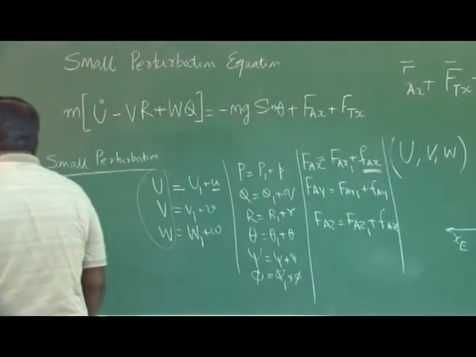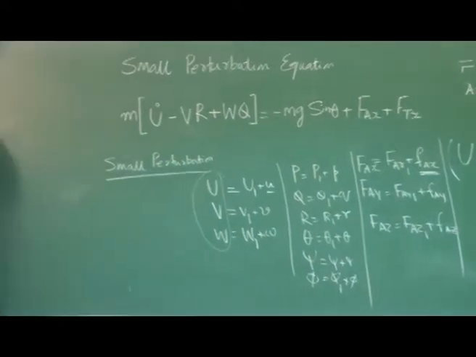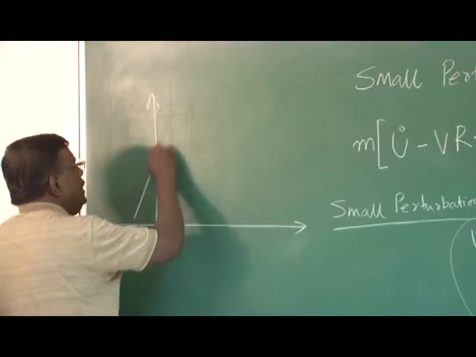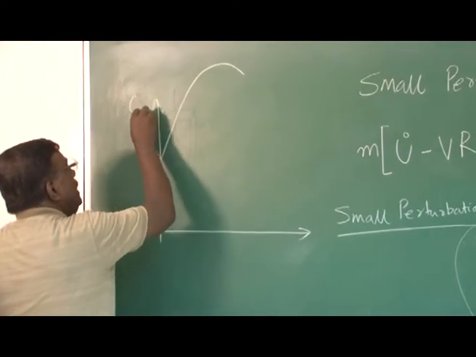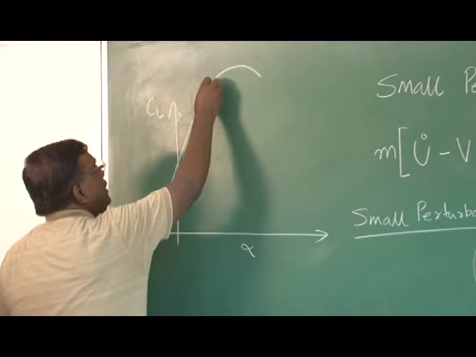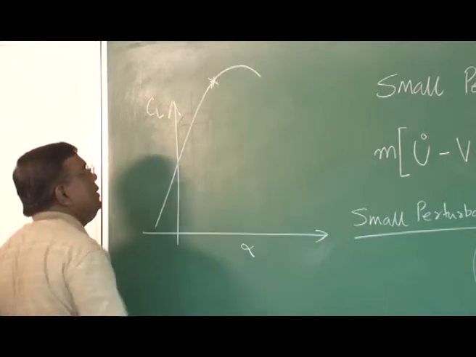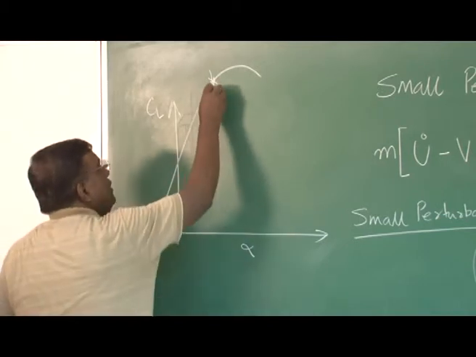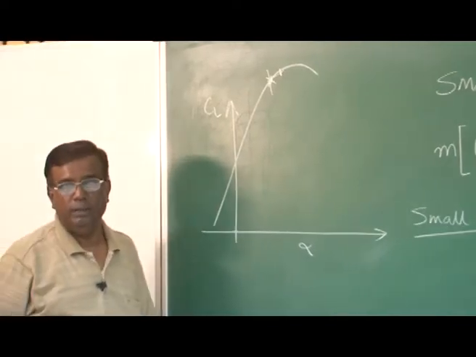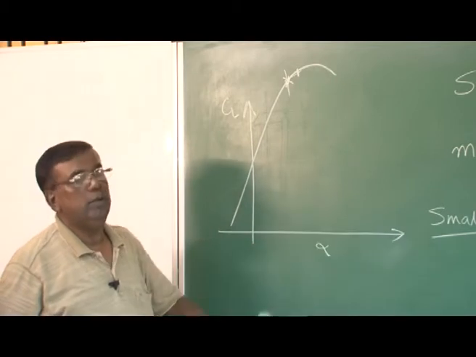Here is a word of caution you must understand. Suppose I am flying such that CL versus alpha follows this curve, and you are flying somewhere here. And now if you give a small perturbation, it is possible that you go into a nonlinear domain. So, there strictly this will not be valid.